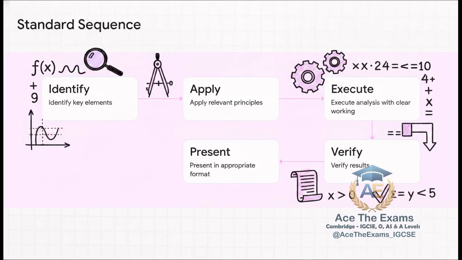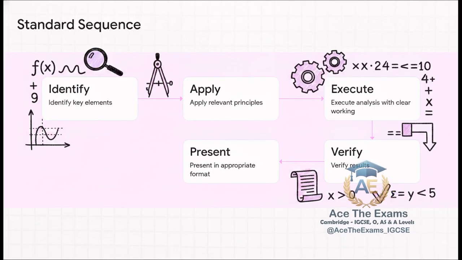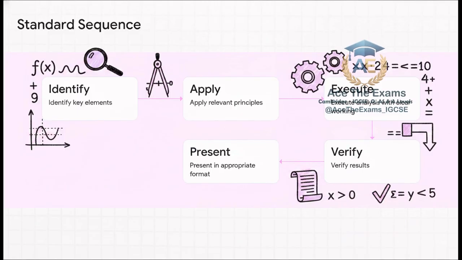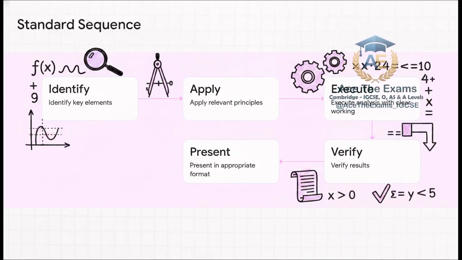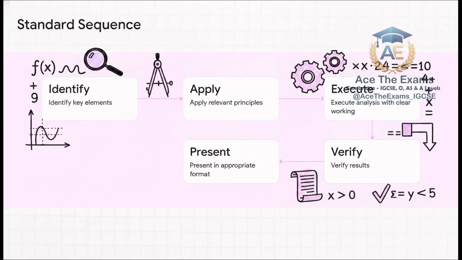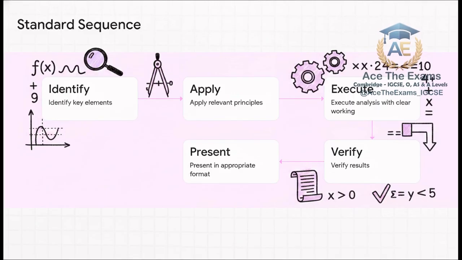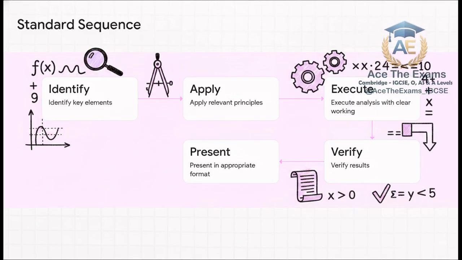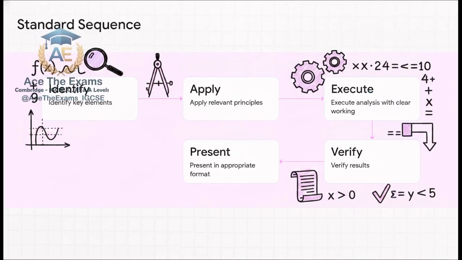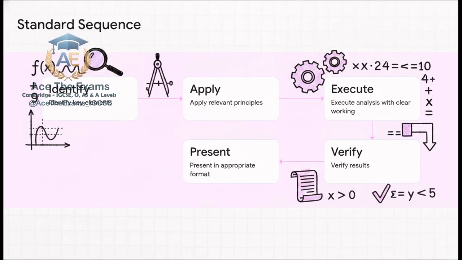Step 3. Execute your analysis with crystal clear working. Show every single step of your algebraic manipulation. Do not skip steps in your head. Step 4. Verify the results. Ask yourself, does your restricted domain actually map correctly to the required range? And finally, Step 5. Present an appropriate format. Use the proper mathematical inequality notation. If you follow this step-by-step legal framework, you are going to secure those precious method marks, even if you make a tiny arithmetic slip somewhere along the way.